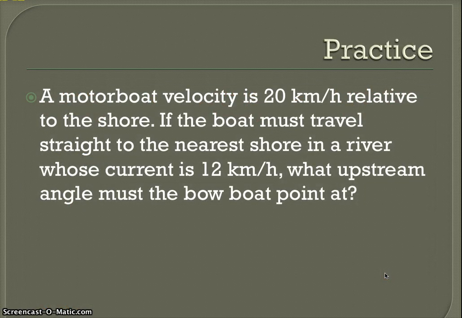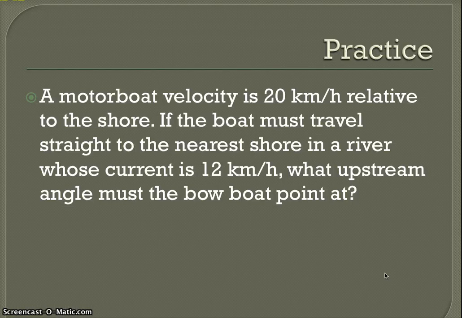So if you have a practice problem here: a motorboat's velocity is 20 kilometers per hour relative to the shore. Relative to the shore should give you a hint as to whether it is a resultant or not, but always read further to verify. If the boat must travel straight to the nearest shore in a river whose current is 12 kilometers per hour, what upstream angle must the bow of the boat point at? This is kind of confusing, so try to draw an example.